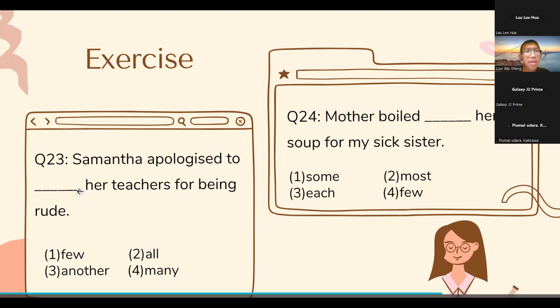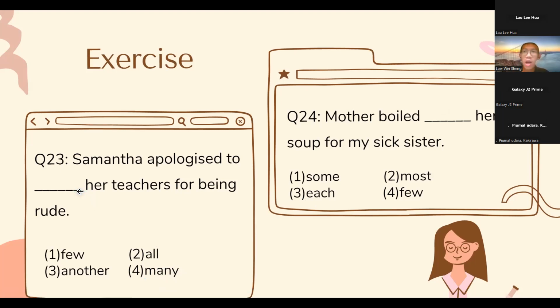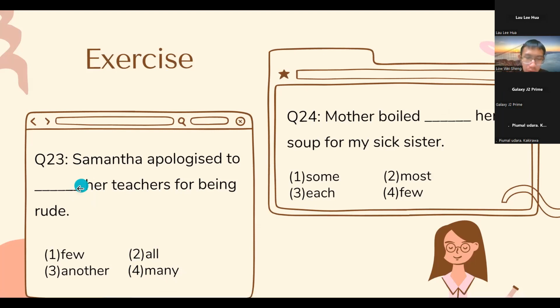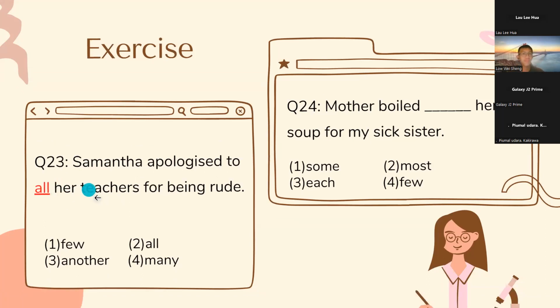The sentence would sound like, "Samantha apologized to many of her teachers for being rude." So that means Samantha has many teachers. Amongst all the teachers, Samantha apologized to many of them, but maybe not all of them. I repeat again, if you want to pick "many" here, for it to be grammatically correct, you must have an "of." So "many of her teachers." And so the answer is "all her teachers." This is just something you kind of have to memorize, the use of words. As you read more and do more practice, you will get used to this kind of usage.